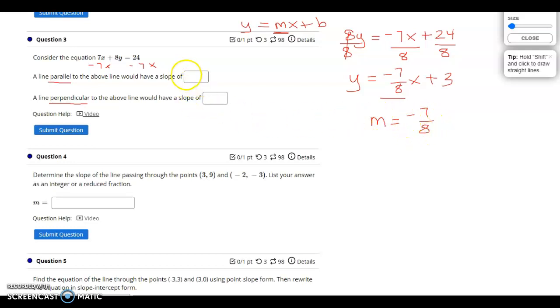So for a line parallel, we know it has the same slope, so it would just be negative 7/8. Now perpendicular is going to be the negative reciprocal. So since this is negative, we know the perpendicular slope has to be positive. And then we just flip it. So we'll have positive 8 over 7. There's no negative sign there. So that's our answer. So negative 7/8 for parallel, positive 8/7 for perpendicular.